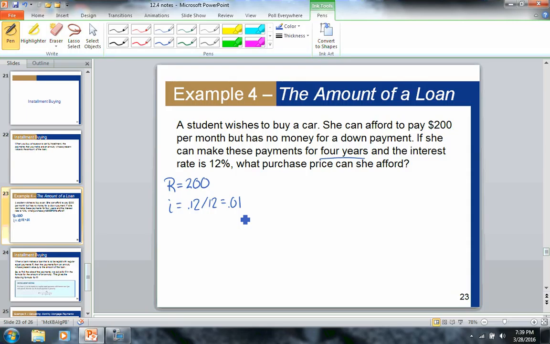What purchase price can she afford? The other thing we need is N, and it's monthly for 4 years, so we take 12 times 4 and get 48 for our number of payments. She's going to make a payment every month for 4 years. So we want to know what final amount she will be able to take out as a loan if she's paying $200 per month at 12% interest for 4 years.